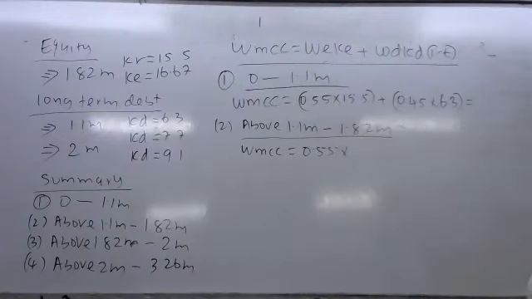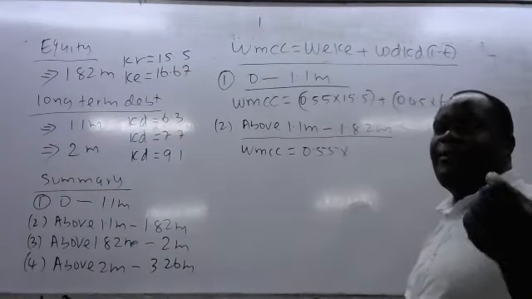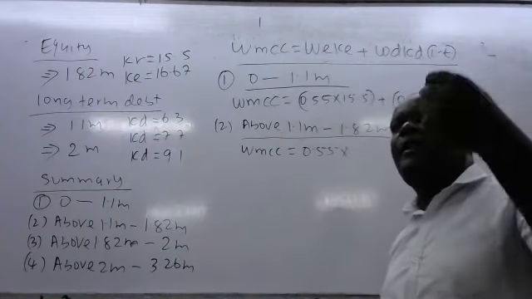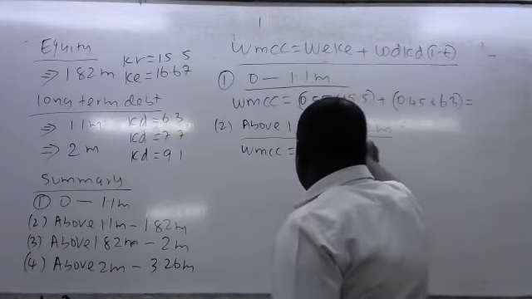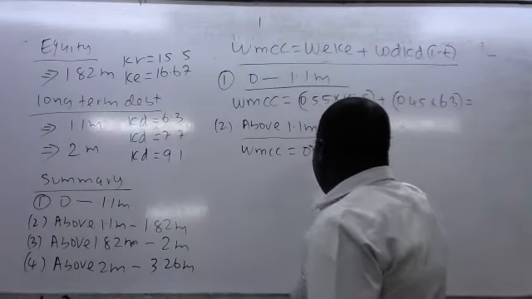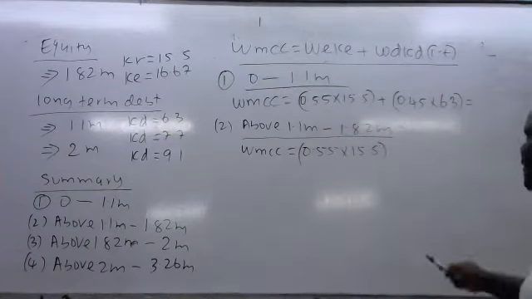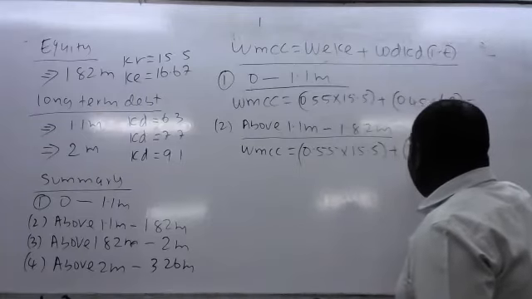1.82 and below. So you can see it is from 1.1 upwards, 1.82. So we are still 1.8 million and below. So we are still using 15.5 like that. We are still using the 15.5. Then when it comes to this area, it is 0.45.